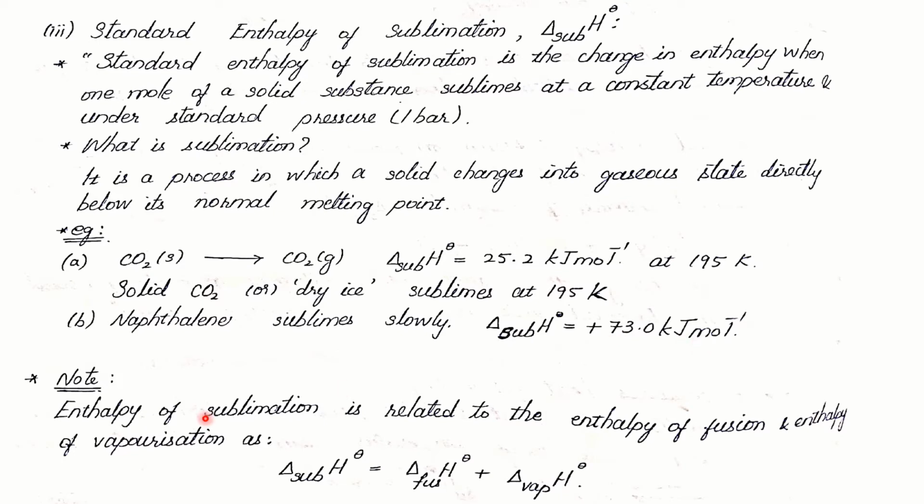Note that enthalpy of sublimation is related to the enthalpy of fusion and enthalpy of vaporization, as standard enthalpy of sublimation is equal to standard enthalpy of fusion plus standard enthalpy of vaporization. Clear? This is because sublimation is nothing but fusion and vaporization carried out in one step. So it is possible to arrive at the value of standard enthalpy of sublimation of a substance if we add its enthalpy of fusion and enthalpy of vaporization values.